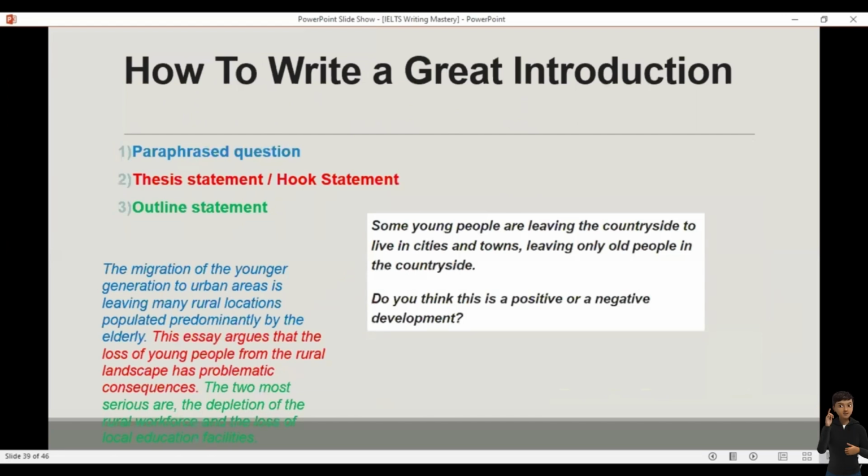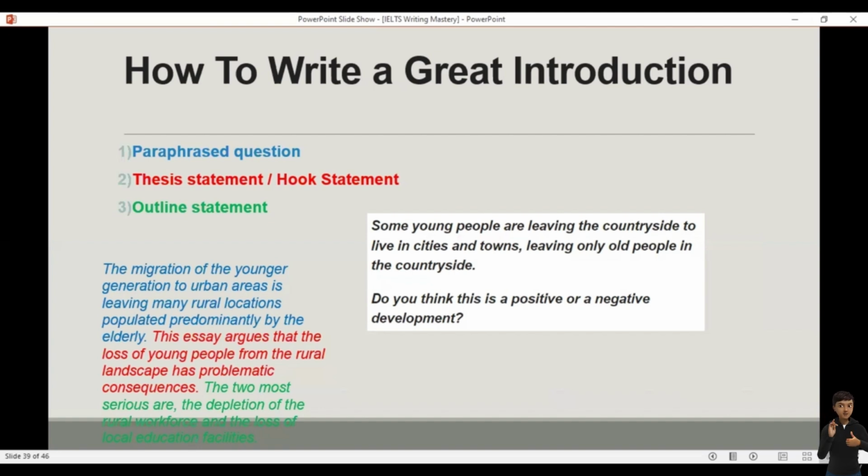Now I will go ahead and share all the super amazing tips for writing a 7+ band type of introduction. So we are going to divide it further into 3 parts: paraphrased questions, thesis statement or hook statement, and outline statement, okay? So let's dive further.